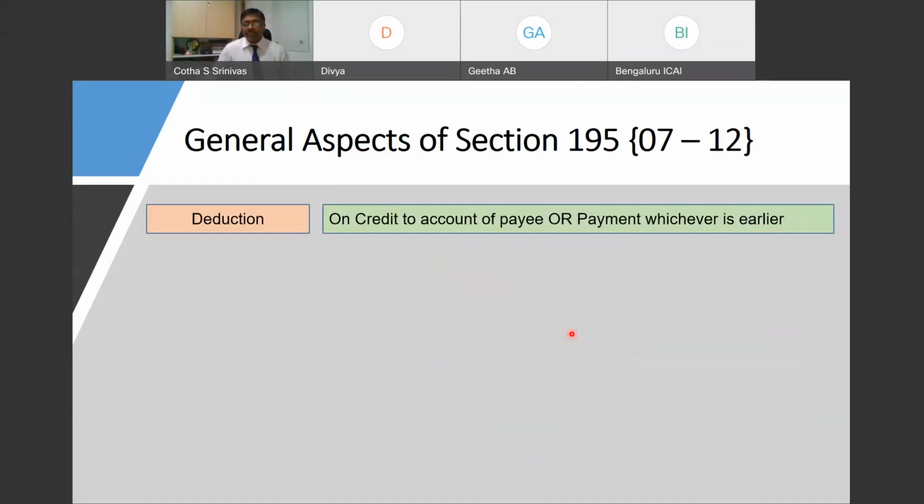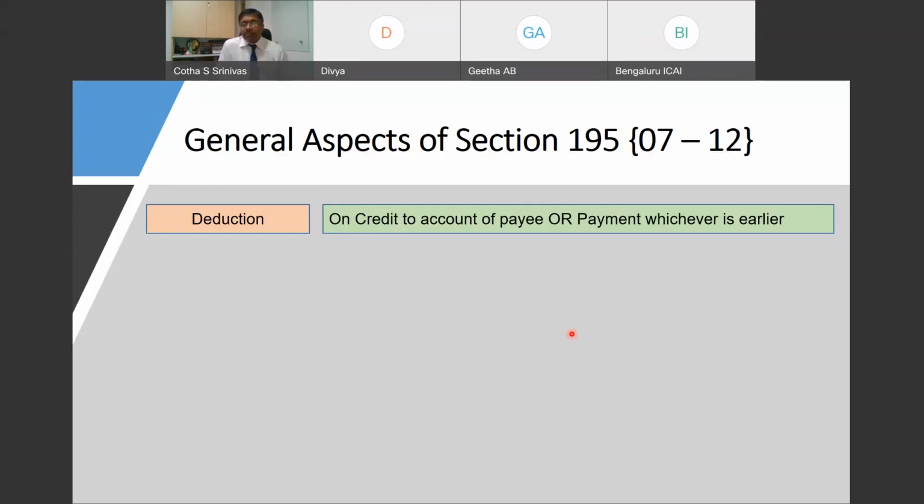The deduction, as I also said, is on credit to the account of the payee or payment, whichever is earlier. There are certain exceptions under section 195. Whenever the interest payment is made by a public sector bank, public financial institution or government, the TDS liability will not arise on a credit basis, only on a payment basis. So when a public sector bank, that is a nationalized bank, has an FD or non-resident deposits, when you are crediting the interest to the non-resident account, you need not deduct TDS at that point of time. Only on payment basis does TDS have to be deducted.